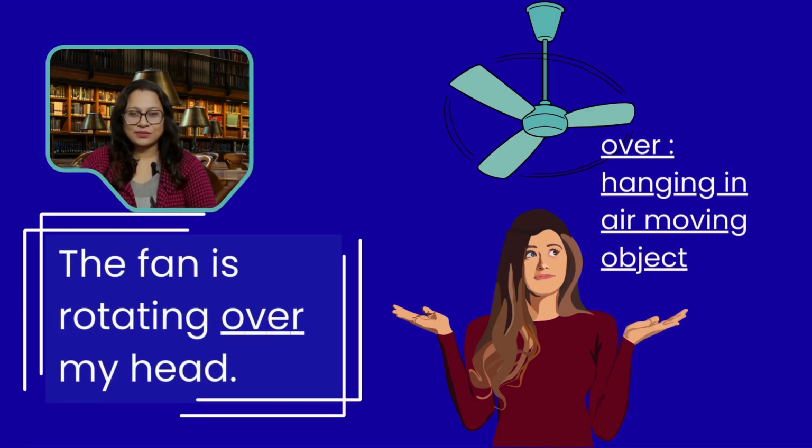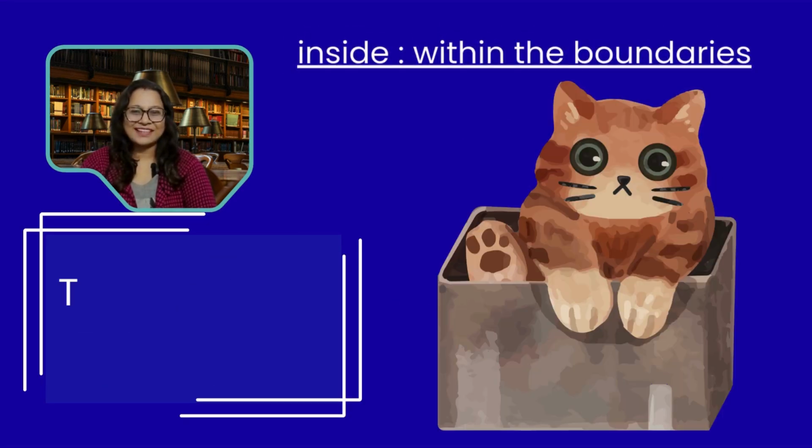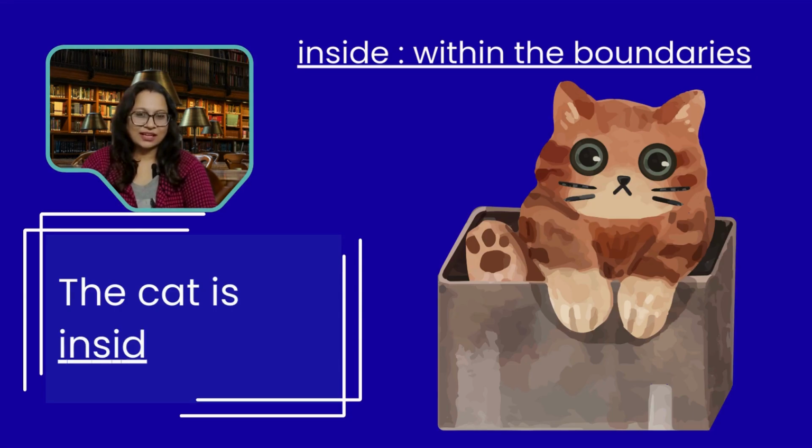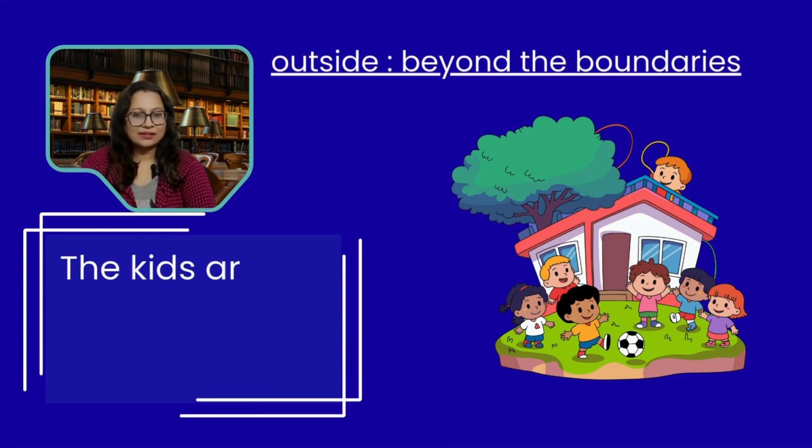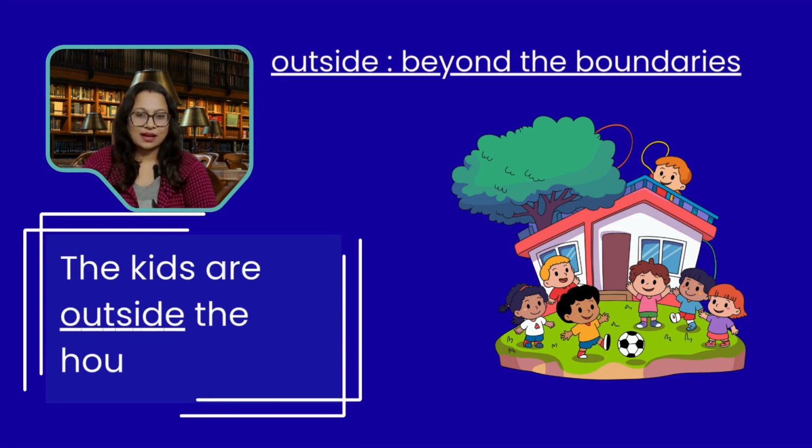The fan is rotating over my head. Here over is used to make you understand the horizontal movement of a particular object. The cat is inside the box. The cat is within the boundaries of the box. The kids are outside the house. The kids are beyond the boundaries of the house.